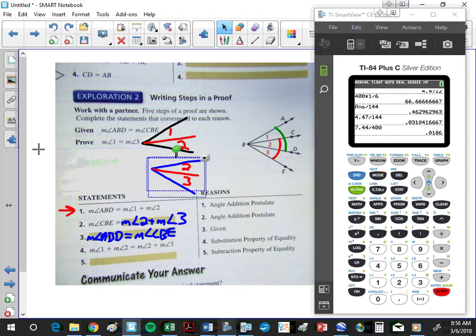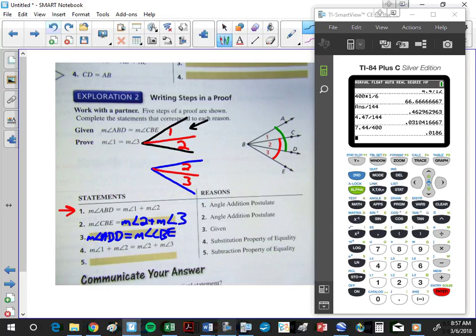If I take this and slide it up there, they both have a 2 in them. You guys see that? So if 1 plus 2 is just as big as 2 plus 3, what does that tell us? 1 and 3 have to be the same.